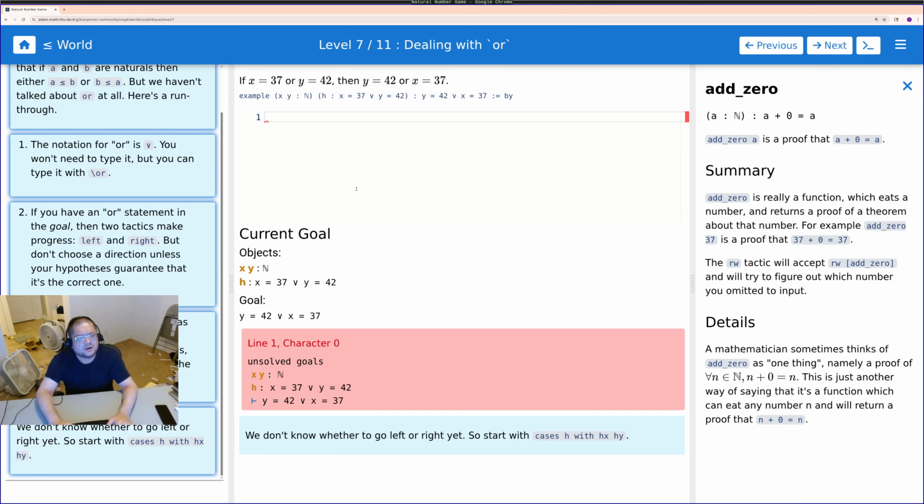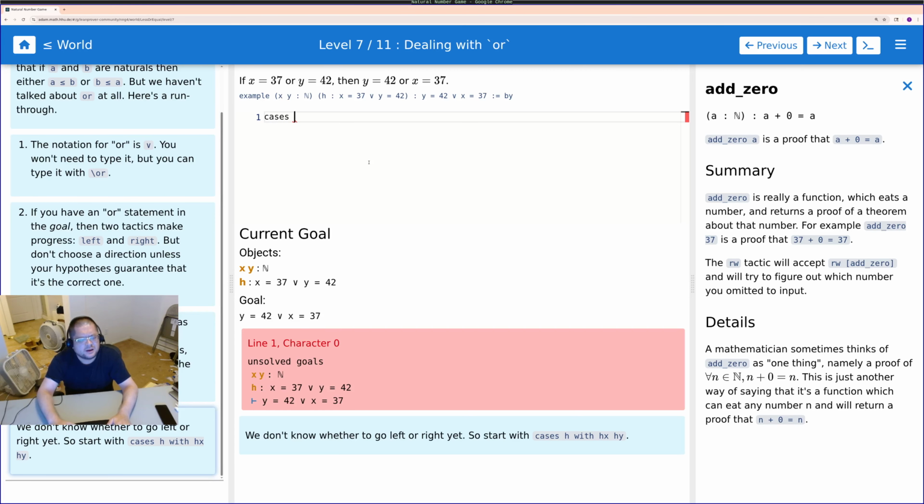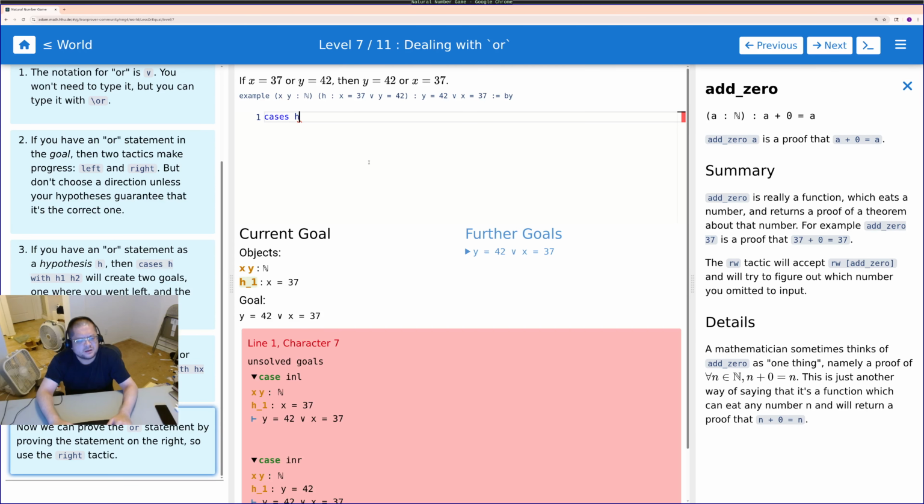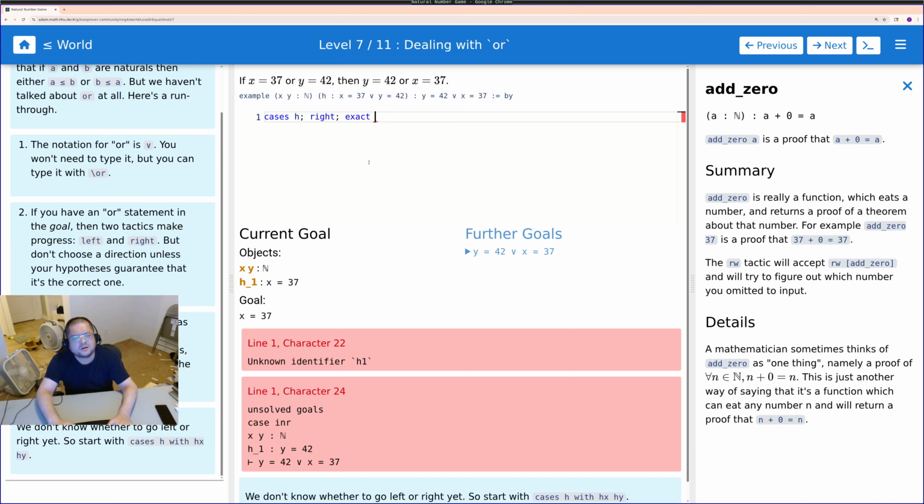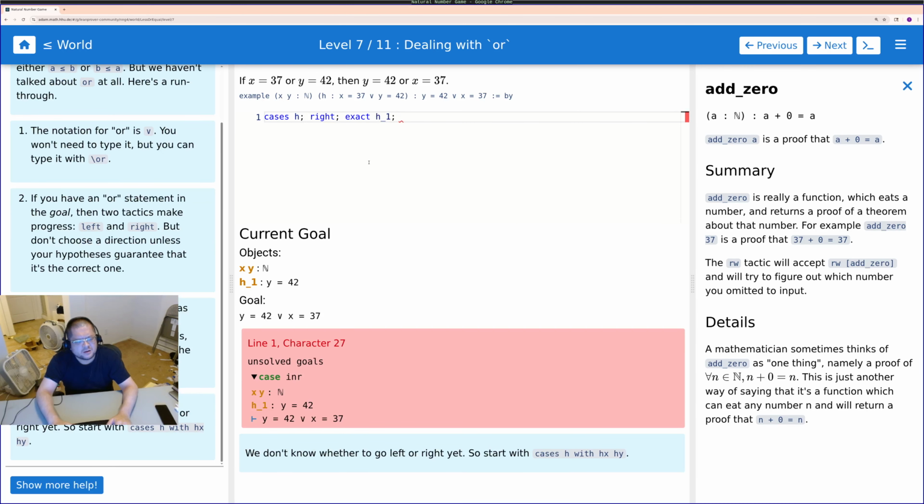Dealing with OR. Cases h. This is going to be right. This one is going to be left.